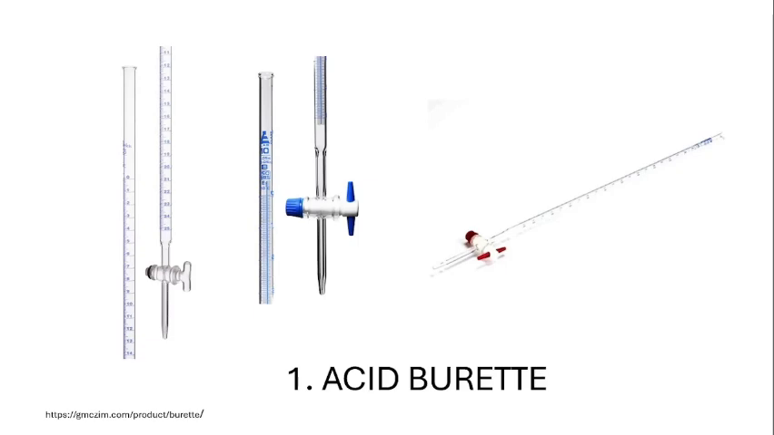So the first one is the acid burette. It is calibrated. It is used to precisely measure and dispense liquids, specifically acids. Based on the illustration, it's either the glass burette or the PTFE. This is a long apparatus and it is fragile and expensive, so it is specifically designed for acids. If other reagents are placed, then this valve here will have a blockage.